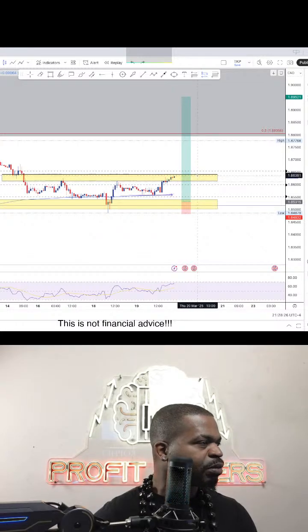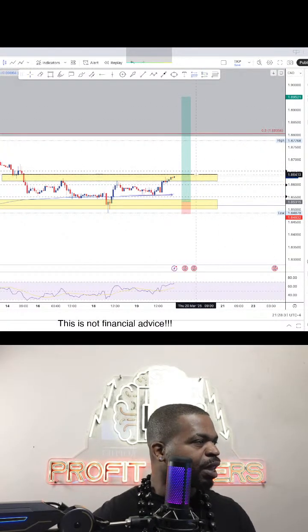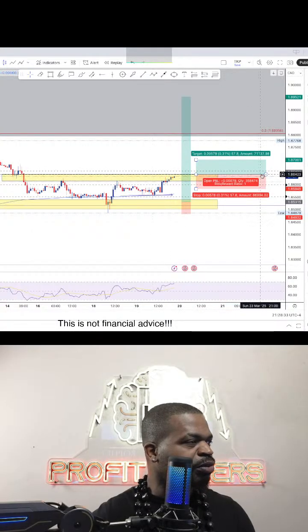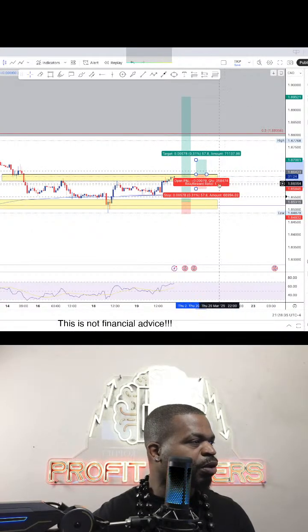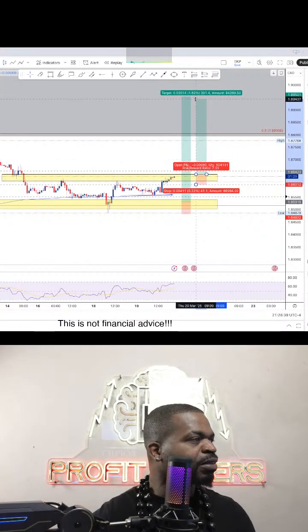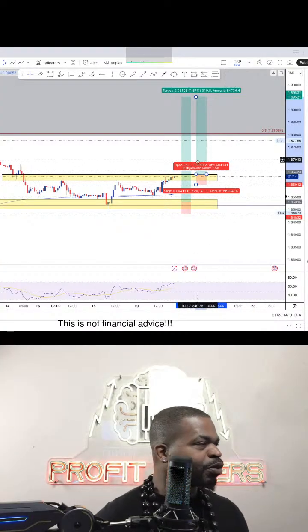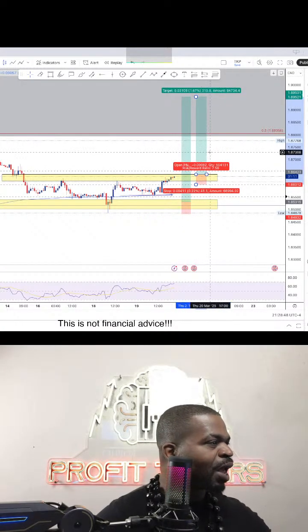So it would be like this. Okay, entering in at the top of that zone, stop loss slightly inside of it, and we have the exact same target. And both trade setups are giving you about the same risk reward, which is almost 1 to 8.